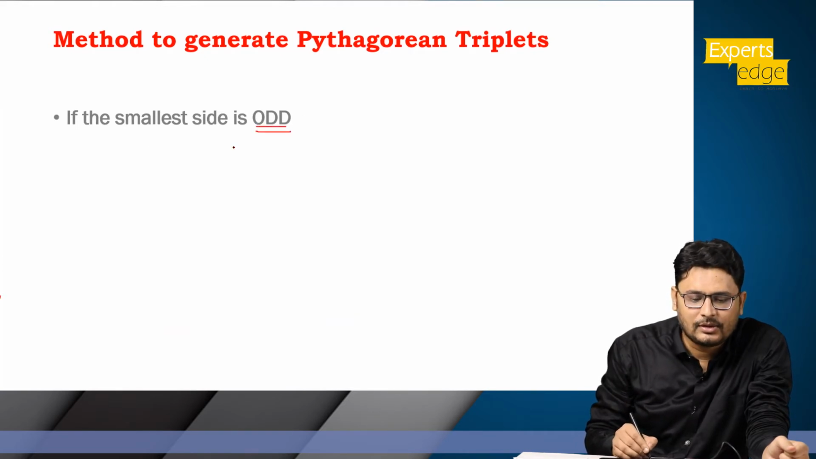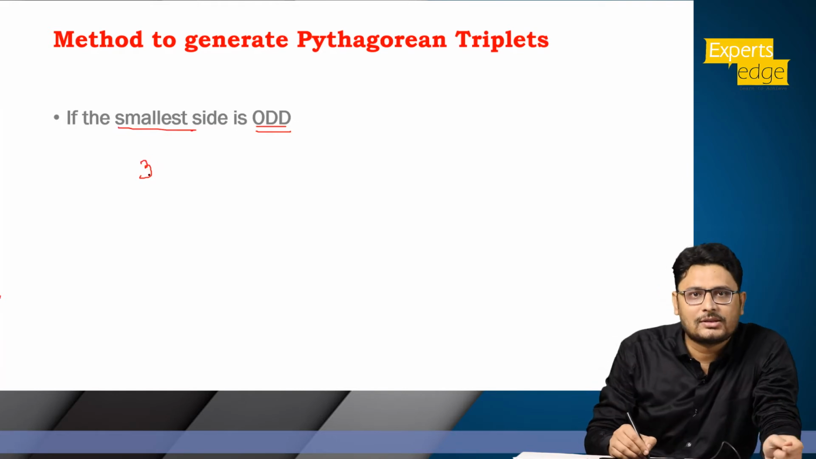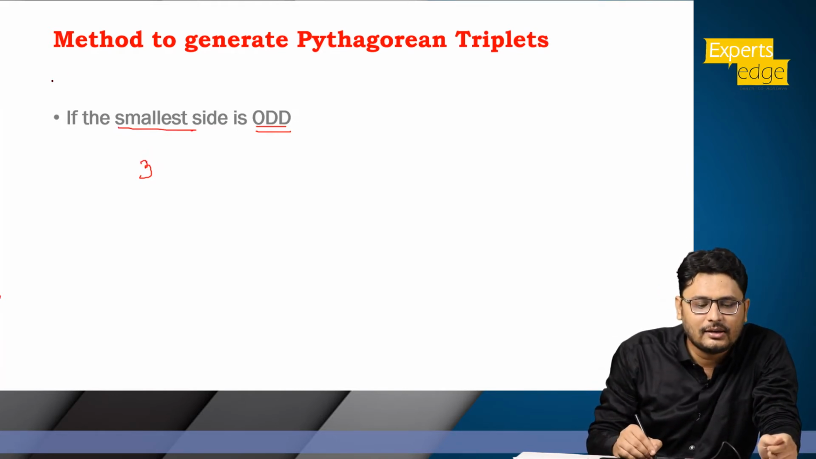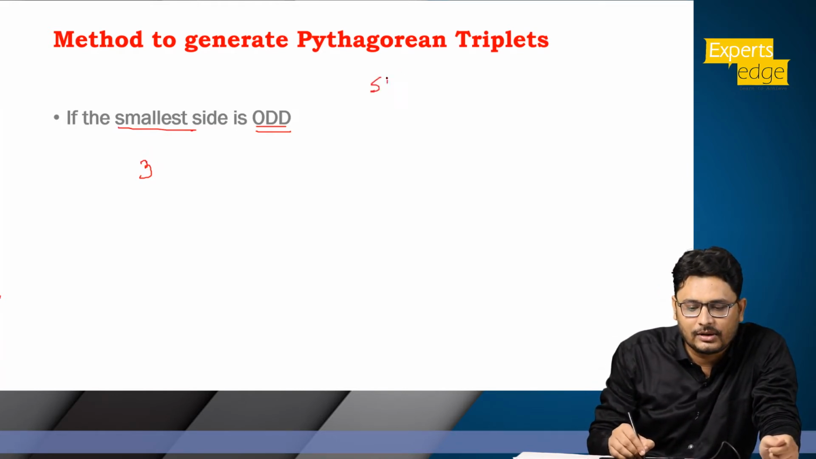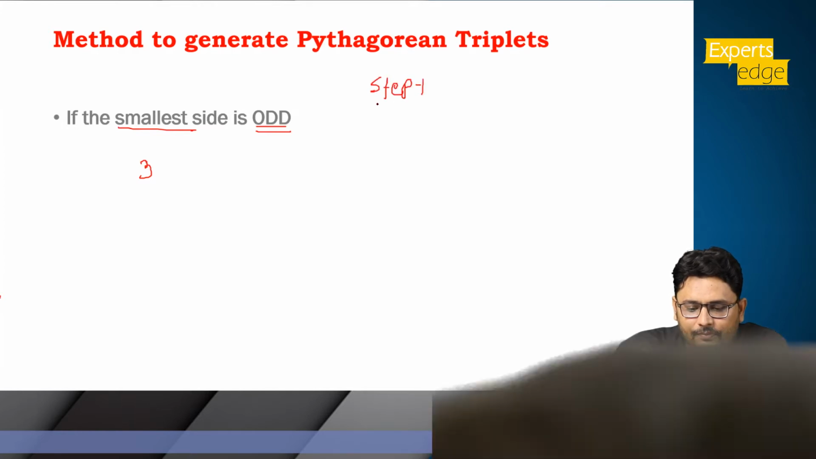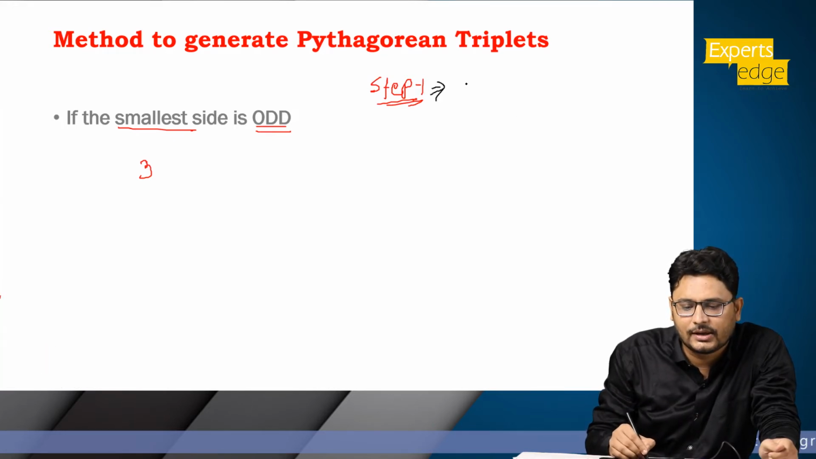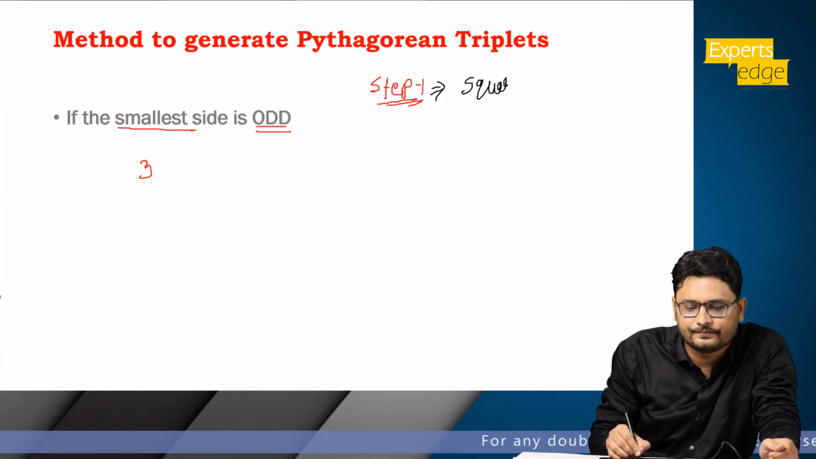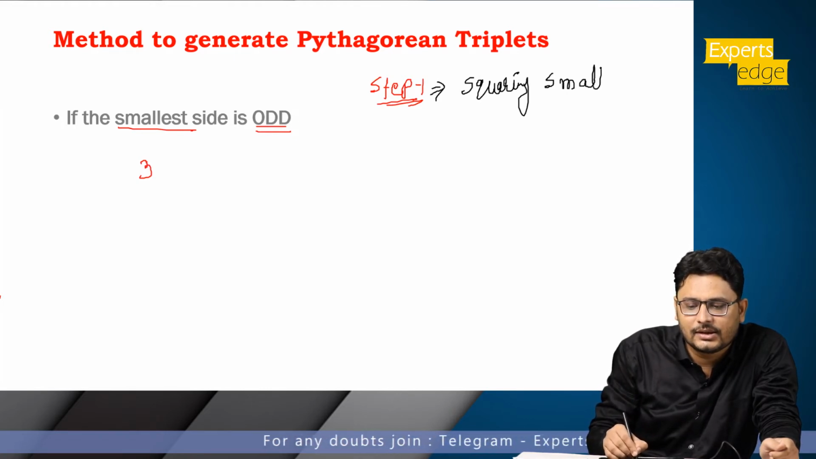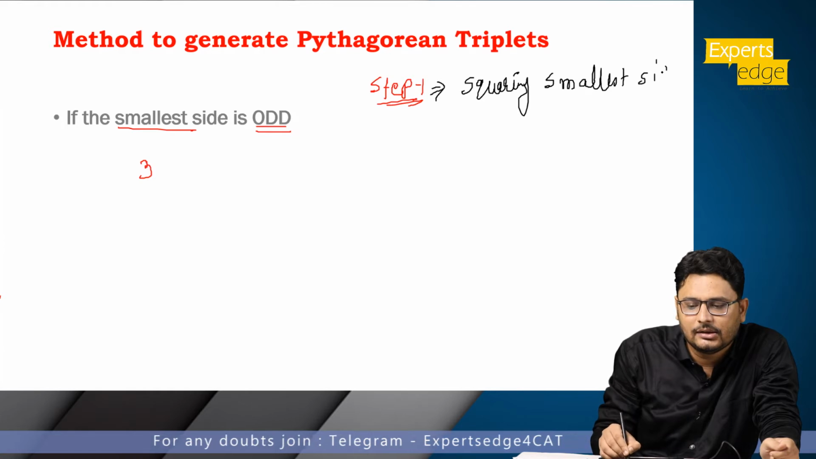Okay. So let's say the smallest side I take is 3. So what is the first step? Square this smallest side. So what will be the square of this 3? So 3 square, step 1, let me write it here. Step 1 is squaring the smallest side. ठीक है? Squaring the smallest side. So क्या होगा इसका square? 3 का square is 9, right?